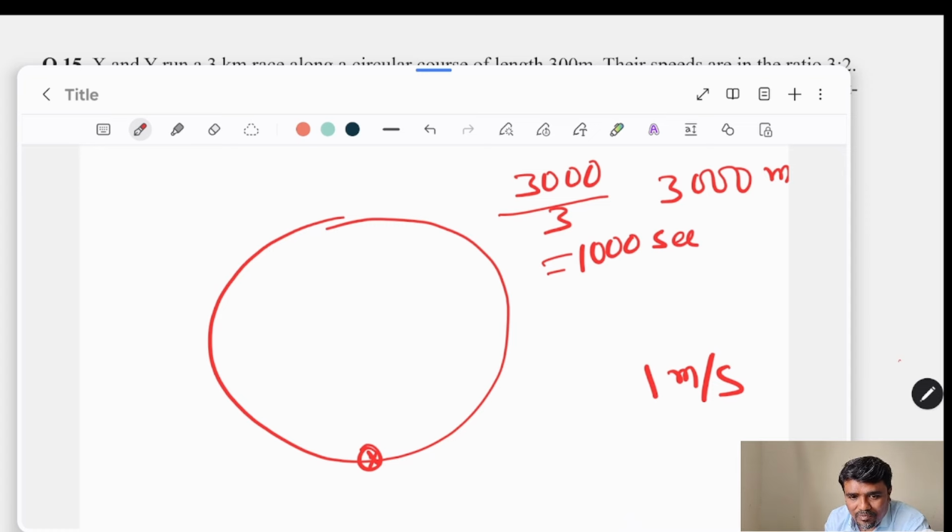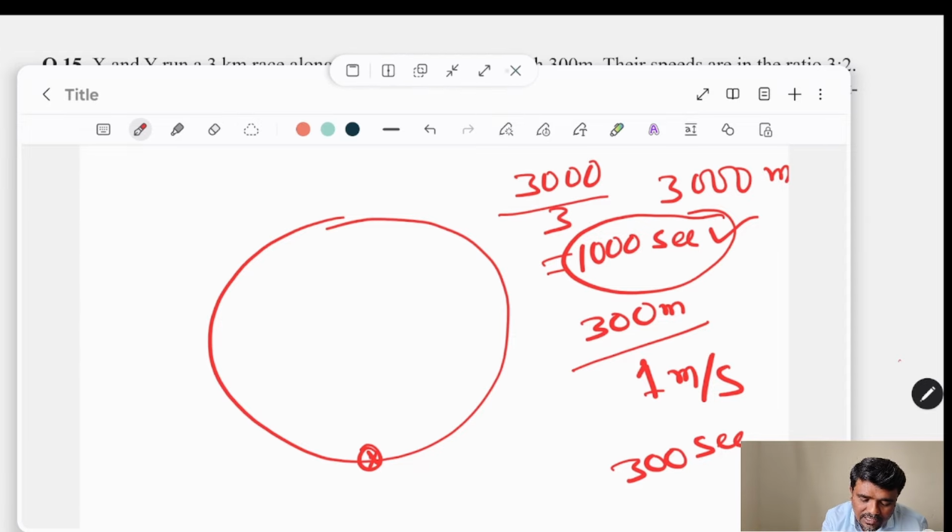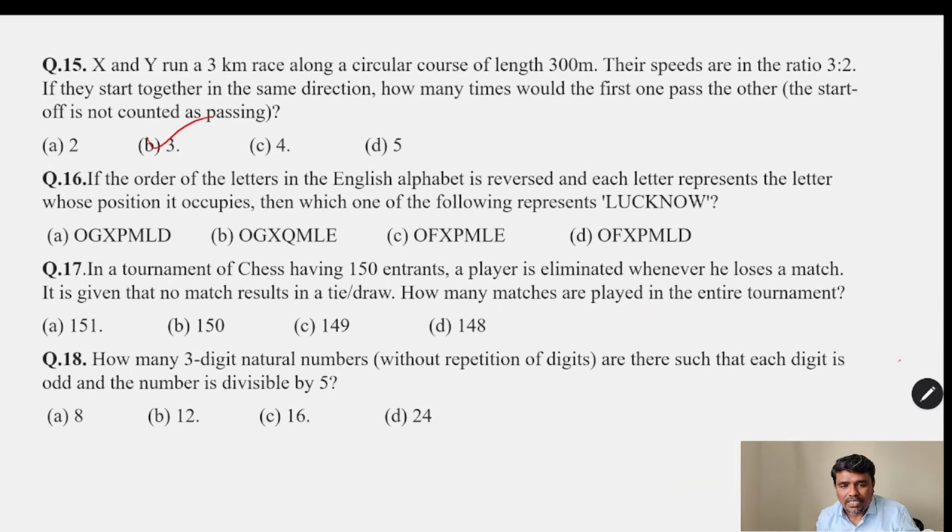So how much time does it take to overtake the other person? For every completion of a circle, 300 meters is the circular path. So 300 meters divided by 1 meter per second, the relative speed, that means 300 seconds. Every 300 seconds he overtakes. To complete the race he needs 1000 seconds. So in 1000 seconds, how many 300s are there? That is your answer: 3 times. He can overtake the loser 3 times in the entire race.